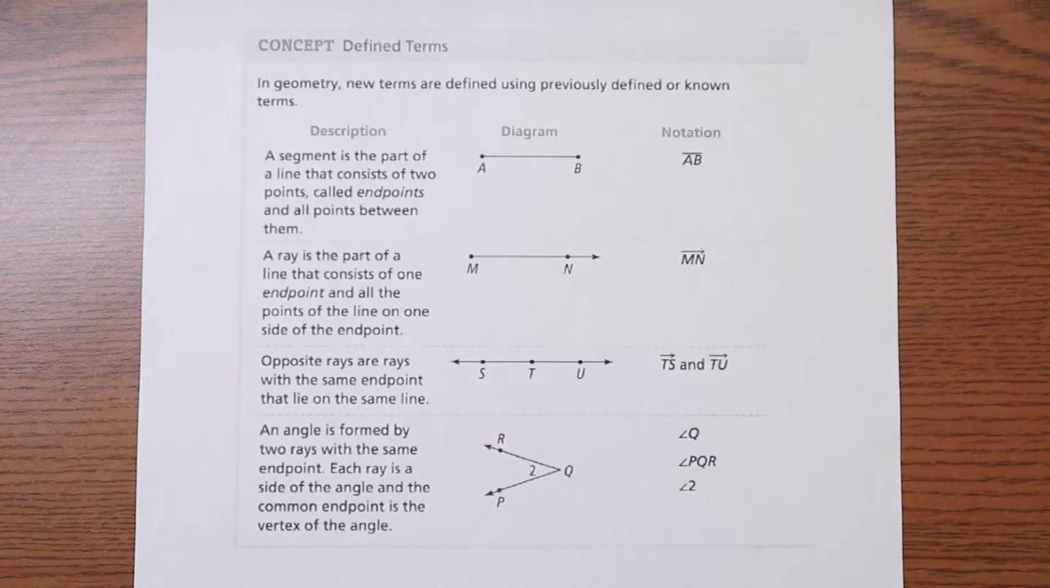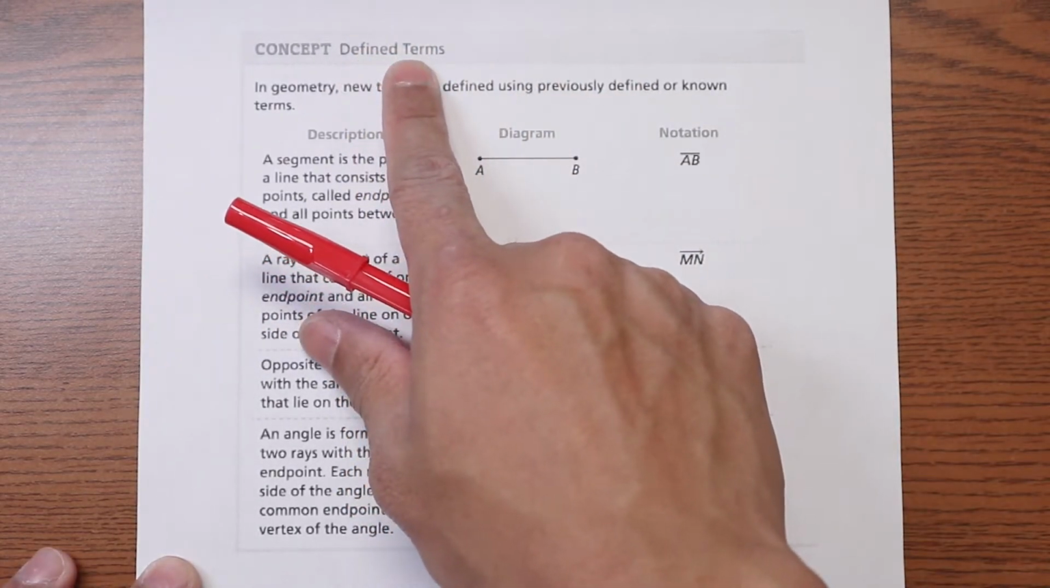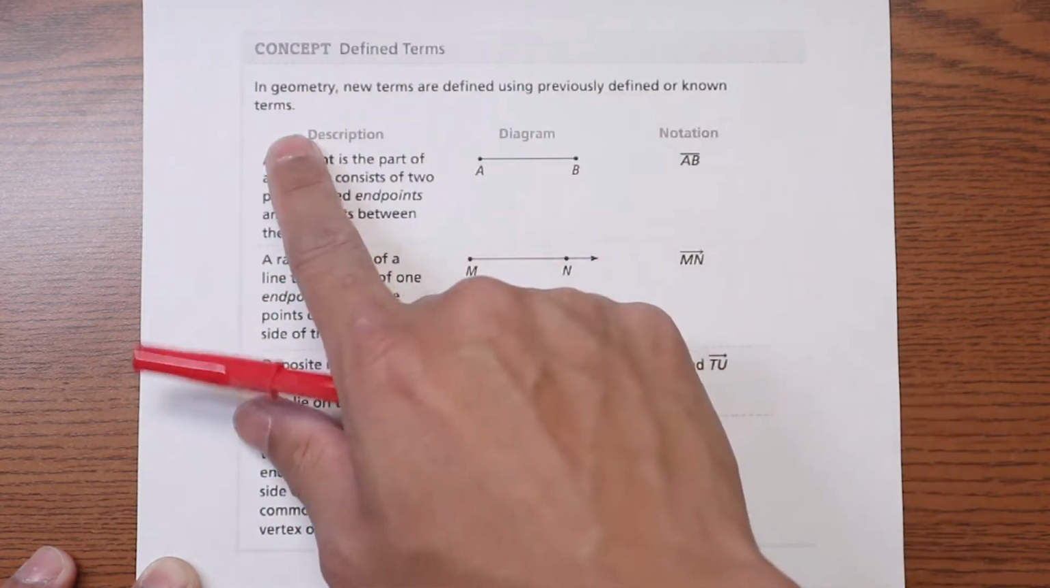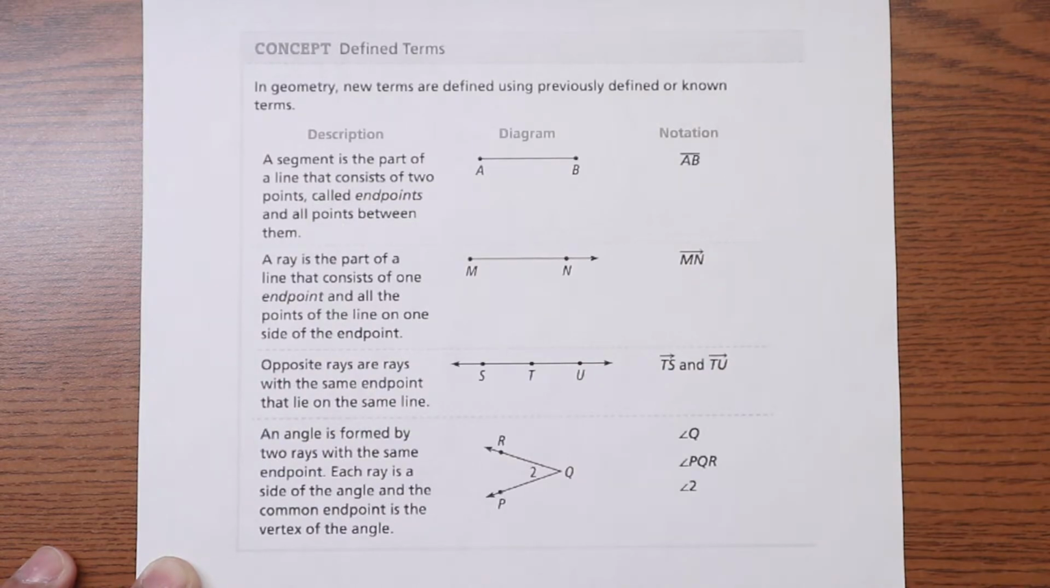Well, now that you learned what undefined terms are, the next set of terms are actually defined. Well, what are defined terms? In geometry, new terms are defined using previously defined or known terms. So let's take a look at the next 4 terms.